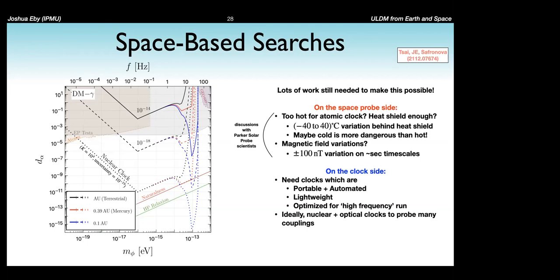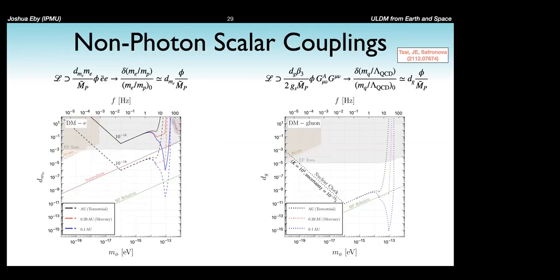atomic clock, but they can keep the temperature variation below 40 C, which is totally fine. It's actually cold temperatures near the sun that may be more damaging to us than hot temperatures, which is neat. On the clock side, there's a lot to do too, because you also need lightweight clocks optimized for this high frequency run, possibly different clock infrastructures so that you could measure different couplings and so on. But anyway, people we've talked to seem very intrigued by this, and so we're excited about it.